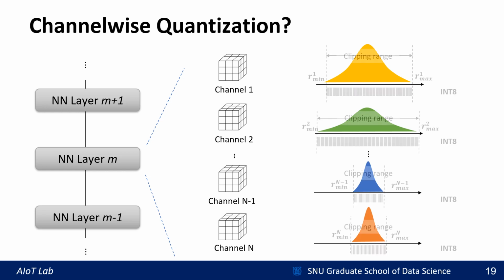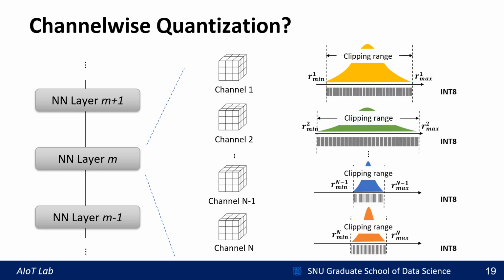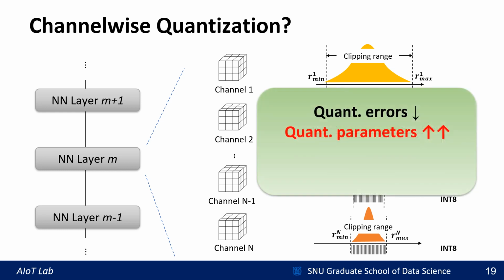As an alternative, we can think of channel-wise quantization. Under channel-wise quantization, the clipping range is determined separately based on min and max values from each channel. This could improve the detection accuracy, but large number of quantization parameters are required, because now we need to retain the quantization parameters per channel, which is several hundred times more than layer-wise quantization. Then, is there any room for optimization?